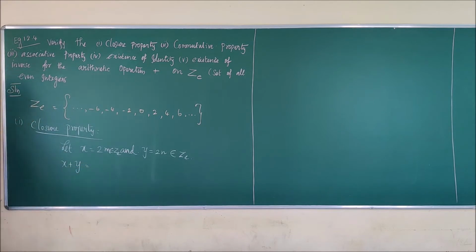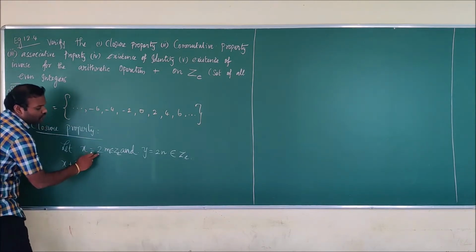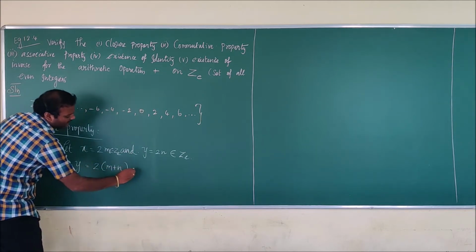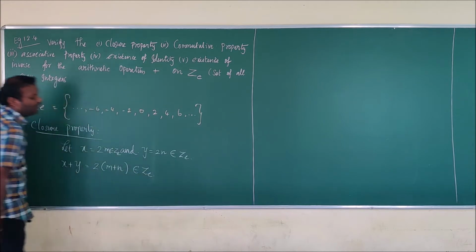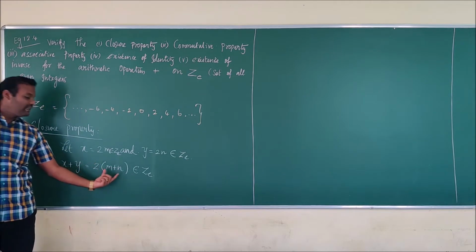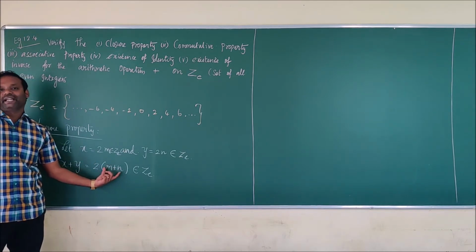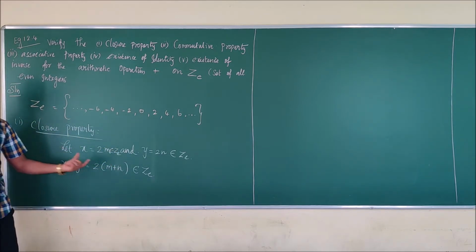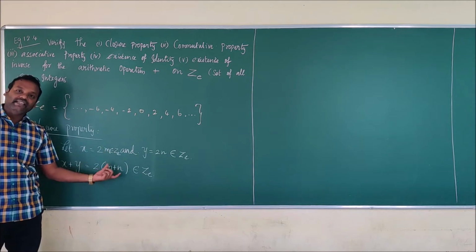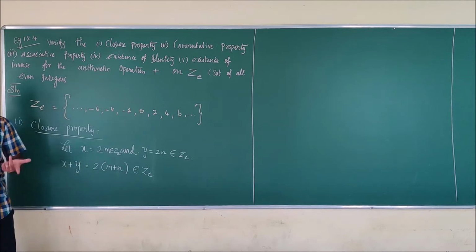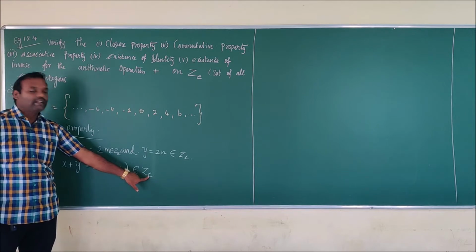So x plus y. When you are adding these 2 numbers, 2 is in common, so you will get 2 into m plus n. Once again, the answer belongs to the set of all even numbers. Whenever inside the bracket you are having a number, it may be an even number or odd number, when it is multiplied with 2, it is always going to be an even number. So I am writing it belongs to the set ZE.